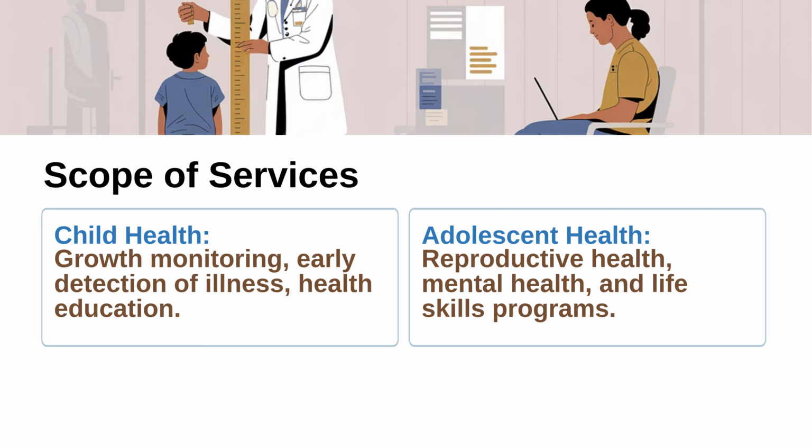Child health focuses on growth monitoring, early detection of illness, and health education. Regular weight checks, immunizations, and developmental screenings allow early intervention. For adolescents, the emphasis is on reproductive health, mental health, and life skills programs. The goal is to guide the youth in making responsible choices, preventing early pregnancy, substance abuse, and risky behavior. These services empower families and youth to take charge of their own health.